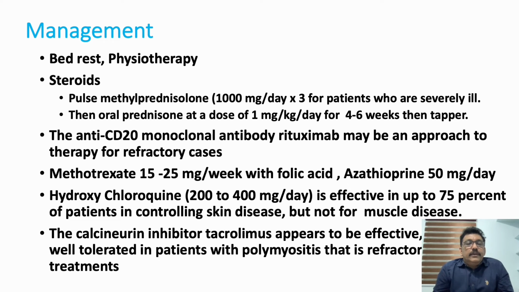The next important treatment is methylprednisolone, that is steroids. The advantage of steroids is that they act immediately. If you use other drugs, the immediate action is not seen. So steroids can be used as a bridge therapy to other types of treatment. So pulse dose is usually given in severe polymyositis. Pulse methylprednisolone 1000 mg per day for 3 days.